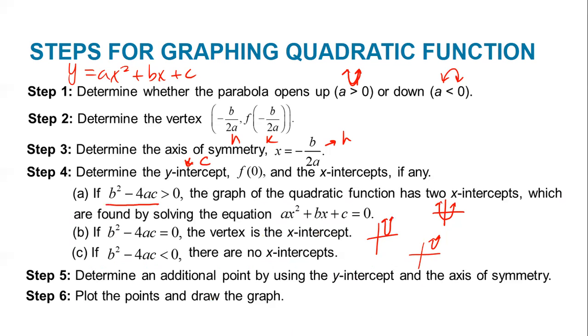Last, you're going to find all your points. You're going to graph what you have, your y-intercept, your x-intercepts, your axis of symmetry, and you're going to put it on the graph and draw the graph. And ta-da, you're a human calculator.